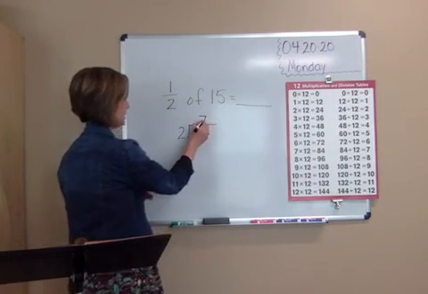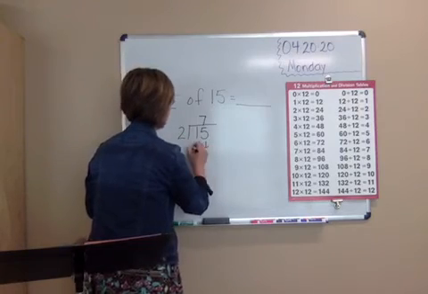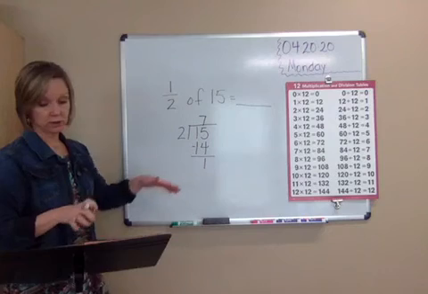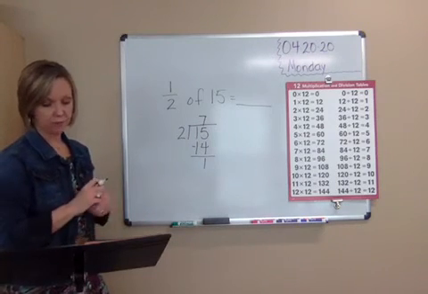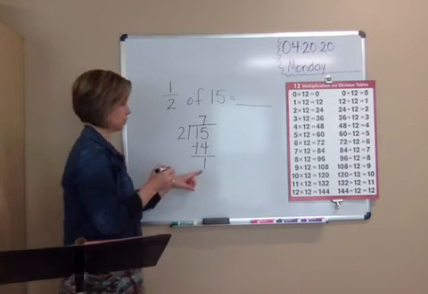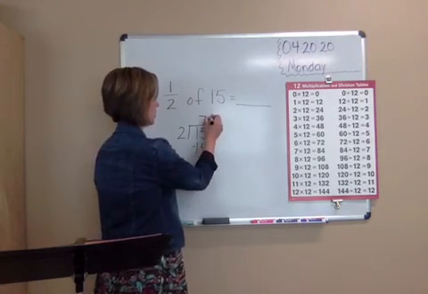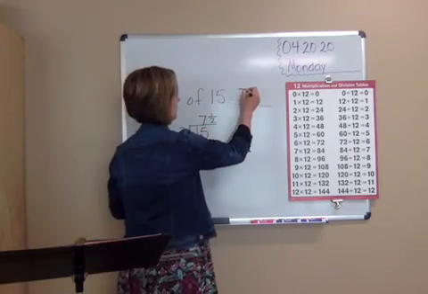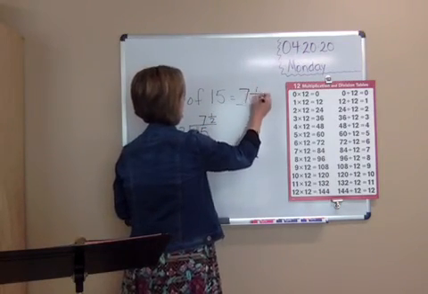14. We need a 7. 7 times 2 is 14. We subtract, and we have 1. Now the remainder is 1. The directions say to find the fractional part. So we're going to need a mixed number here. So we're going to take our 1 as our numerator and our 2 as a denominator. 1/2 of 15 is 7 1/2.